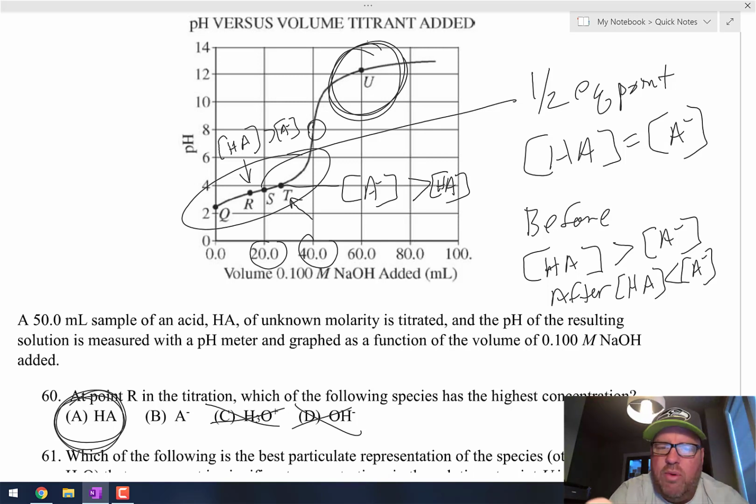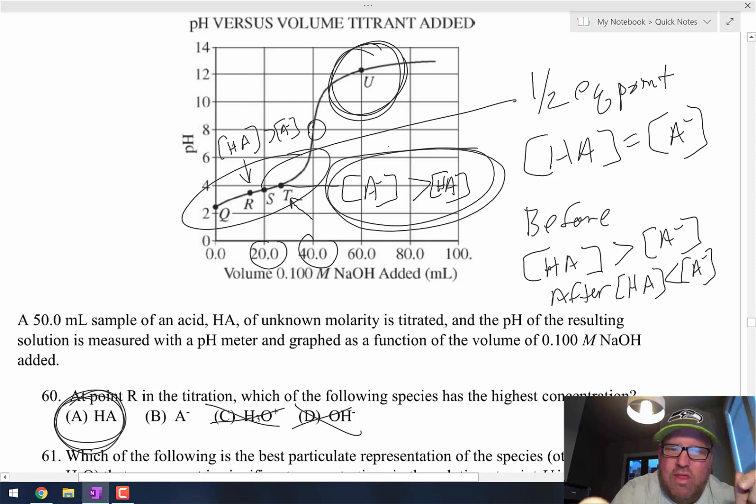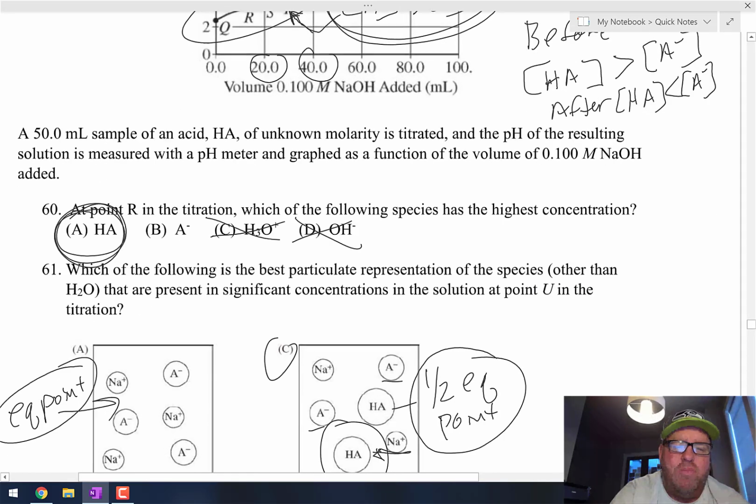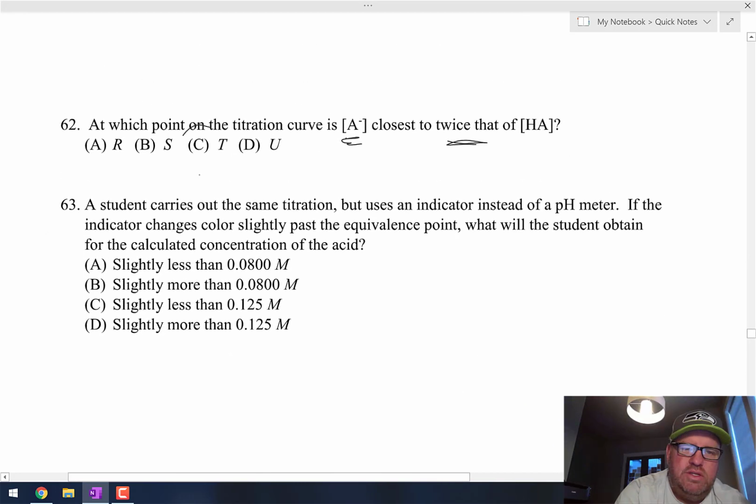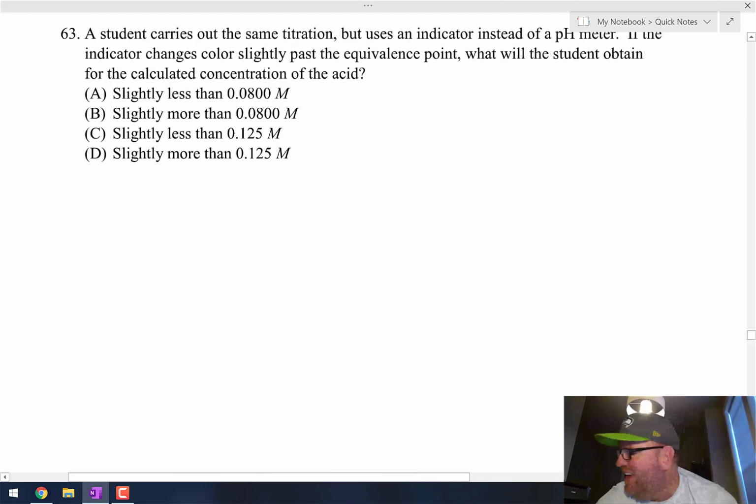So the only point where the conjugate base is greater than the acid is absolutely point T. Okay, at point T, you're past the half equivalence point. You now have more of the conjugate base than you do the acid. So it is at point T.